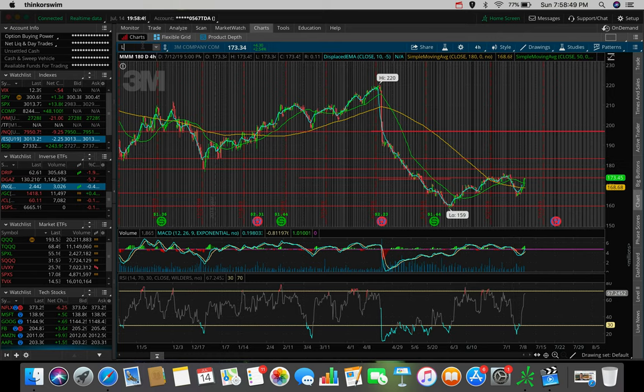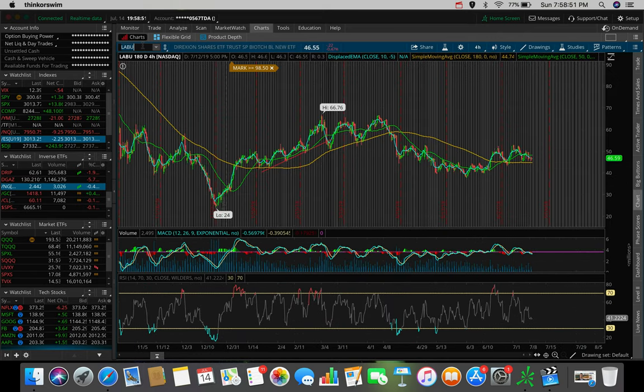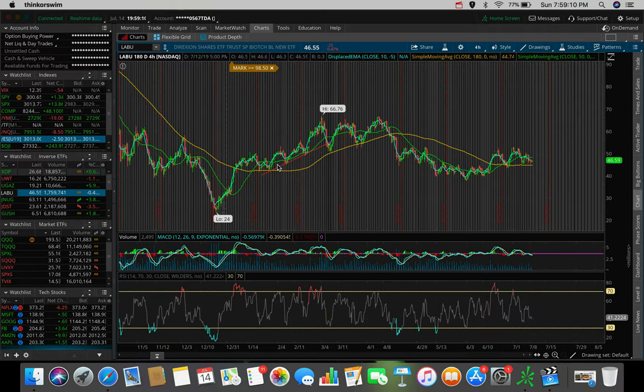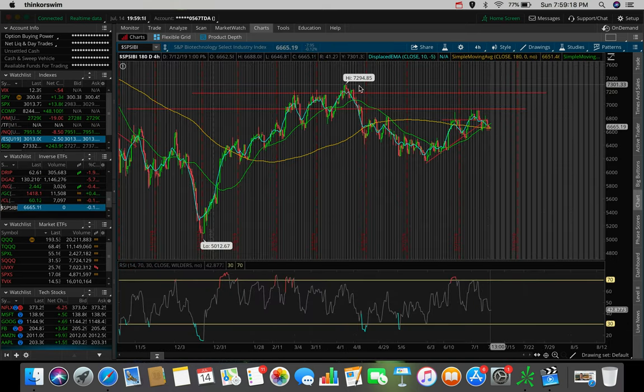So LABU is another ETF that I'm personally watching. It trades based upon SPSIBI, which is the S&P Biotechnology Select Industry Index. How this works is whenever this biotech index is going up in price, LABU is going up in price at a 3x rate because it's a 3x leveraged ETF, right? So this is clearly holding the 180 SMA, just like SPSIBI is. The chart is kind of similar.